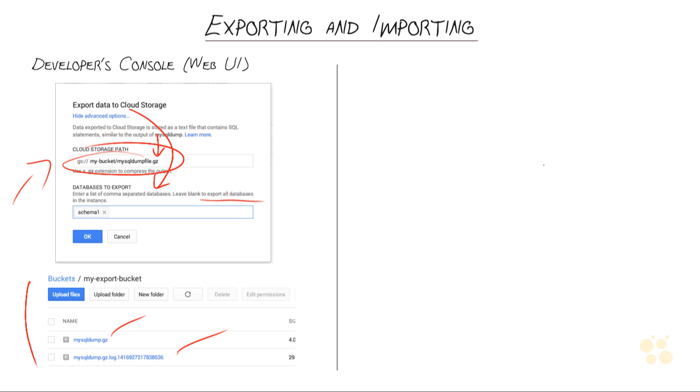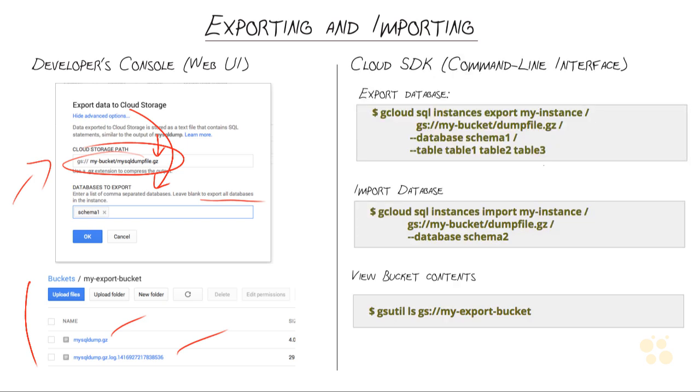Of course, you can also do this from the command line interface as well, the Cloud SDK. To export the database, you simply call gcloud sql instances export. That's your action. Specify the instance name, the bucket. If you want to, you can specify the database, and a nice option from the Cloud SDK command line is if you specify a database, you can also specify specific tables within that database to export. So you can get a little more granular with your exports if you're using the command line interface.